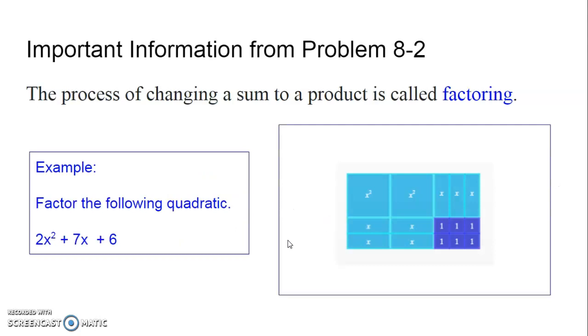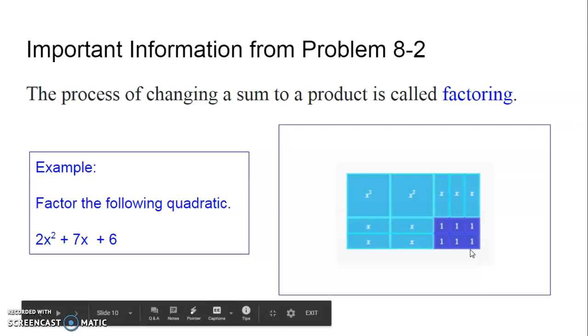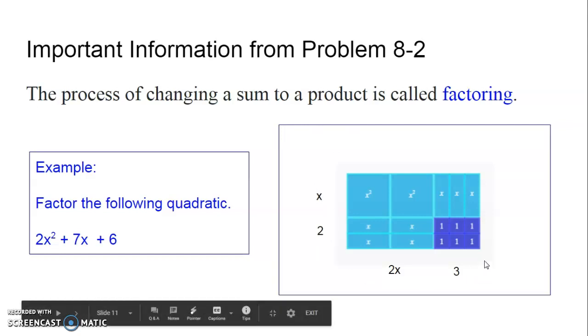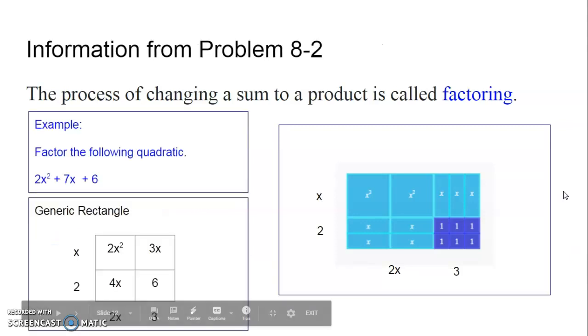Right here, I just wanted to review the algebra tiles. So I have built a rectangle with algebra tiles that matches this polynomial. Here's my 2x squared. My x's are 1, 2, 3, 4, 5, 6, 7, and then I have 6 units. Well, then I can use that, once I've built the rectangle, to help me factor it. So I have x plus 2 on this side, 2x plus 3 on this side. We just factored that quadratic. And then I'm just going to say, let's take a look at the generic rectangle as a double check.